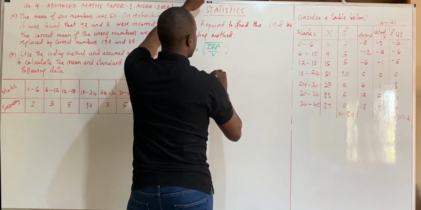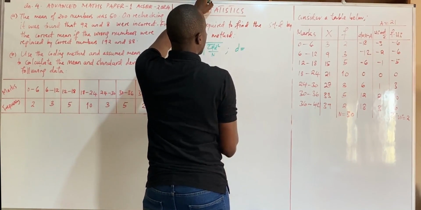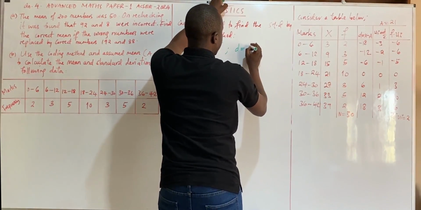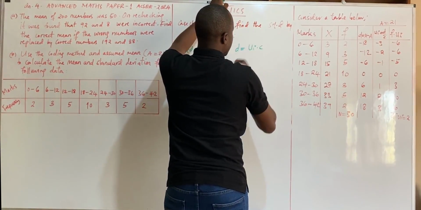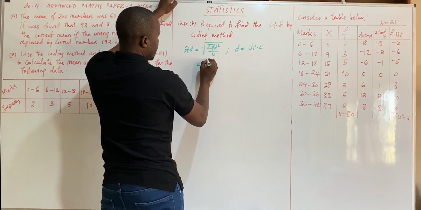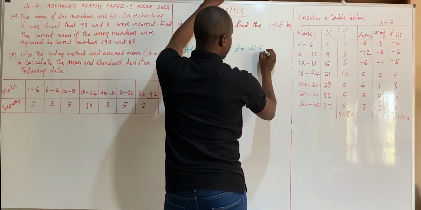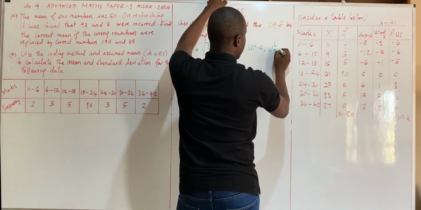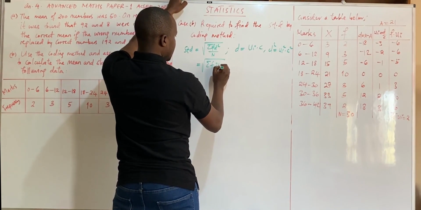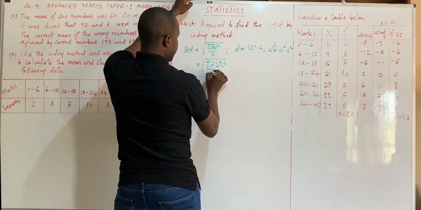But fortunately, we know that d, according to the coding method, is given by ui, the coded value u, times the class size c. So if we substitute here, it will be the square root of the summation of f. Now, if this is d, it means d squared is ui squared times c squared. So it is going to be f ui squared c squared, and now you divide by n.